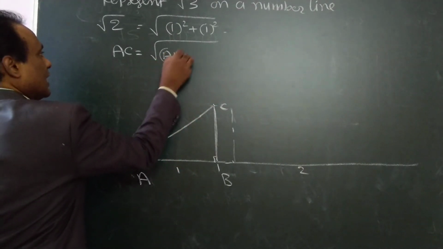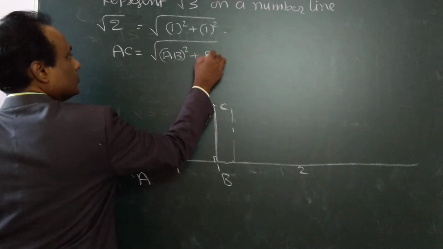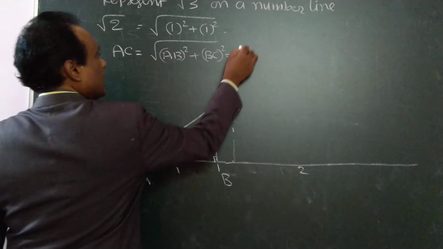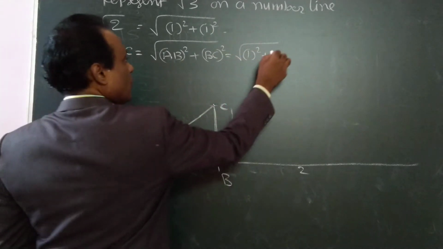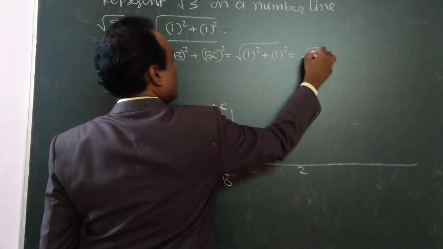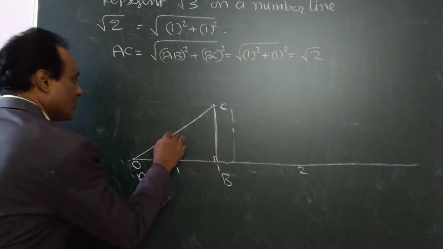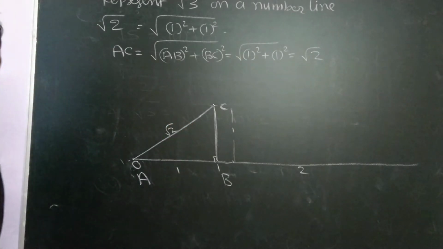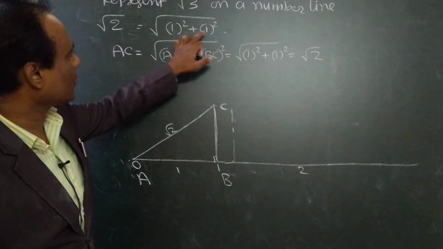AB square, don't write, I will give the notes. AB square plus BC square. So AB is 1, BC is 1, 1 square is 1, 1 plus 1 is 2. So that means AC will be root 2. This is definitely root 2. We got root 2. Very simple. 2 can be written as 1 square plus 1 square.